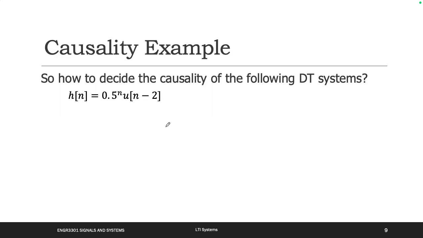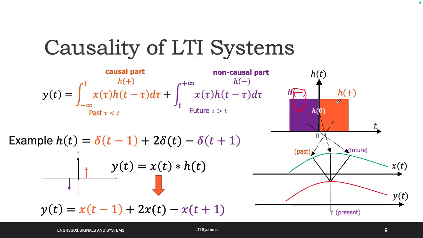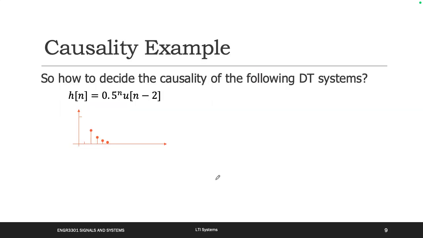So, which means your n should be from 2 to infinity, and 0.5 to the n, which means it will be just like this. Am I right? So it's similar to this. Am I right? Yeah. So is your system causal or not causal? Am I right? Yeah, you're right. Because you only have this part. Am I right? Yeah. So your system is causal. And how about this one? How about this one?